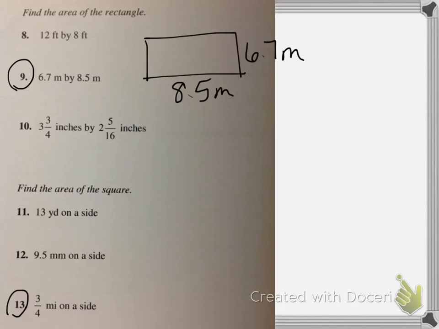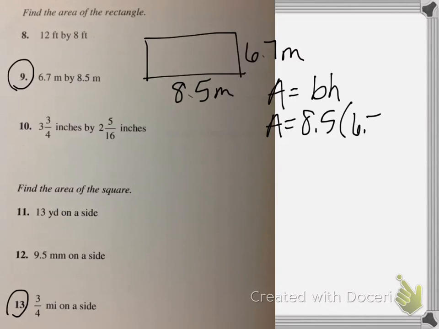Well, the area of a rectangle is base times height, so I have to multiply them together. So area is going to equal base height. So my area is 8.5 times 6.7, which leaves me an area of 56.95, and this would be square meters.